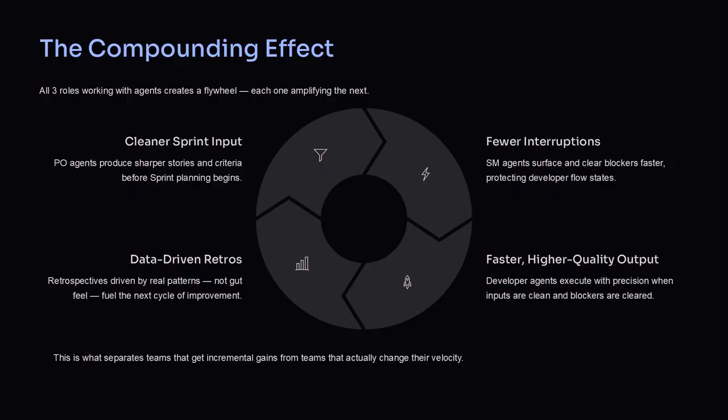All three roles working with agents creates a compounding effect. Cleaner input into the sprint. Fewer interruptions during the sprint. Faster, higher quality output at the end of the sprint. And a retrospective that actually learns from real data instead of gut feel. That compounding effect is what separates teams that get incremental gains from teams that actually change their velocity.